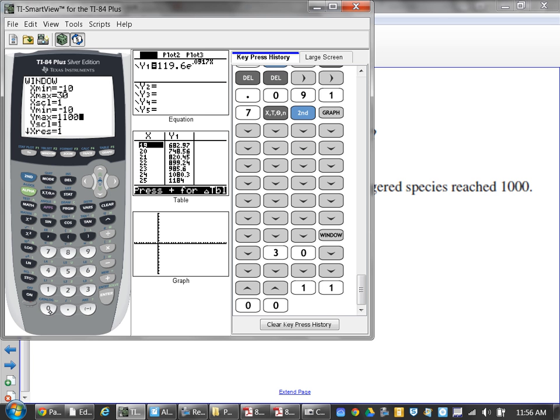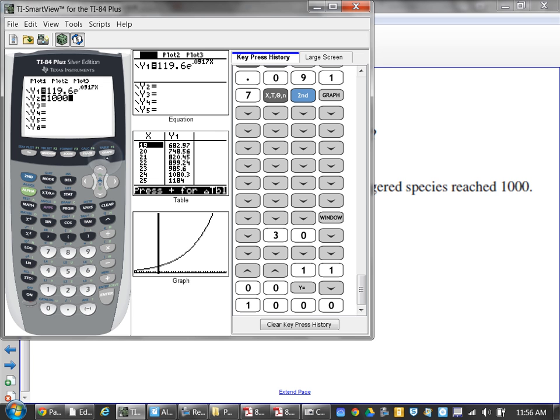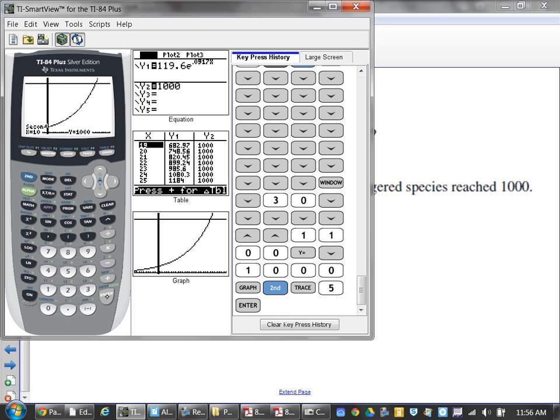This is why I was messing with it, because I looked at my table to go through here, but the only thing I don't have in my graph now is that y equals 1,000 horizontal line. So I'm looking for the intersection. If I graph those two, you're going to get a better approximation of an exact time frame. Do you guys remember how to do the calculate intersect? Second, trace, number 5, and just hit enter 3 times.